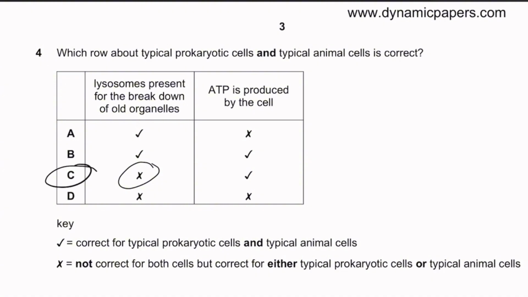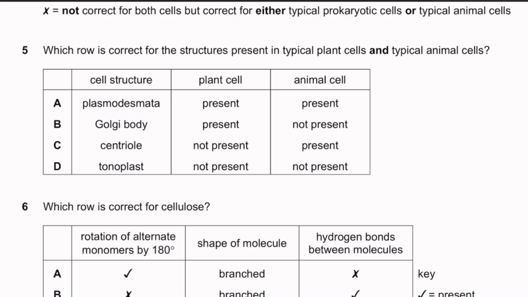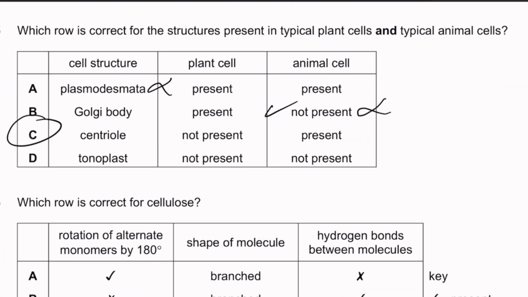So C. Which row is correct for the structure present in typical plant cells and typical animal cells? Cell structure, plasmodesmata. Okay, so present in plant cells, they're not present in animal cells. So this will be wrong. Golgi body is present in both plant cells and animal cells, so this would be wrong. Centriole is not present and present. Actually, that's true. Plant cells do not have centrioles, so we would pick C in this case.